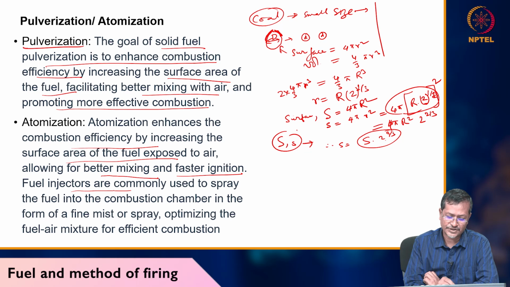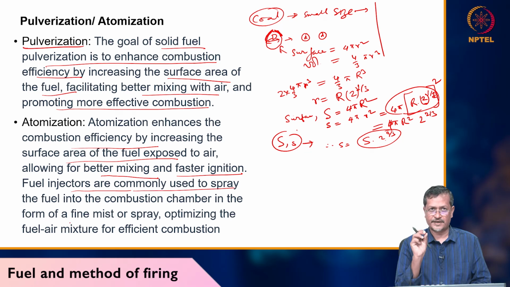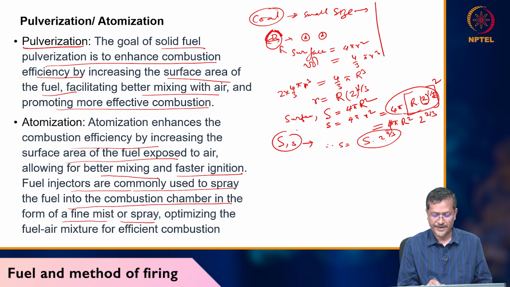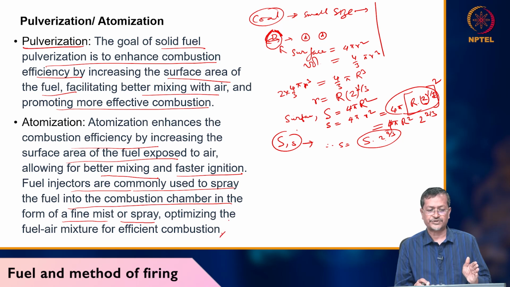Fuel injectors are commonly used to spray the fuel. So one nozzle type thing will be there. The nozzle will be spraying the fuel. When it is spraying, it creates very tiny, small particles, and that is called atomization. The fuel goes into the combustion chamber in the form of a fine mist or spray, optimizing the fuel air mixture for efficient combustion. For efficient combustion, you make very small particles, increasing surface area.